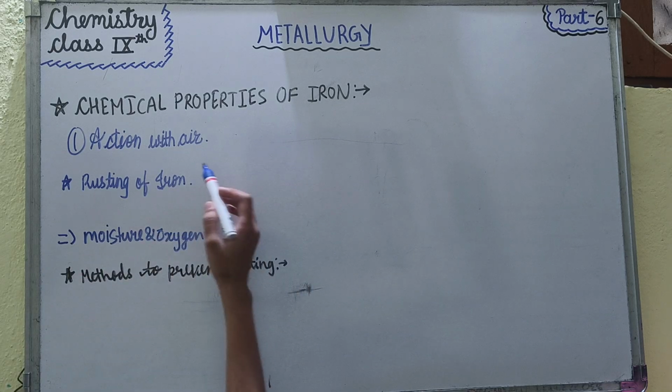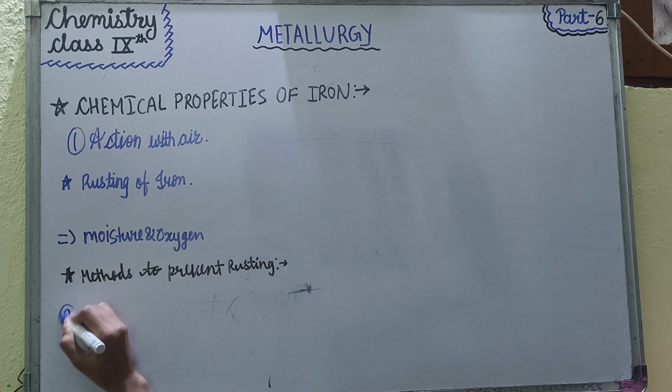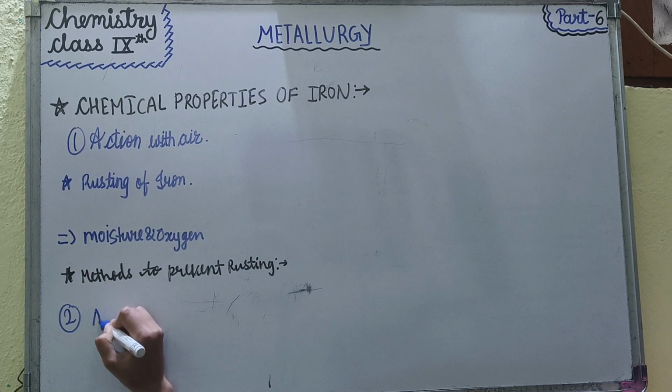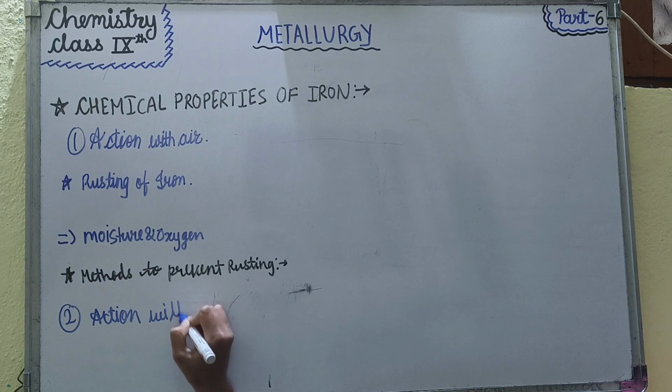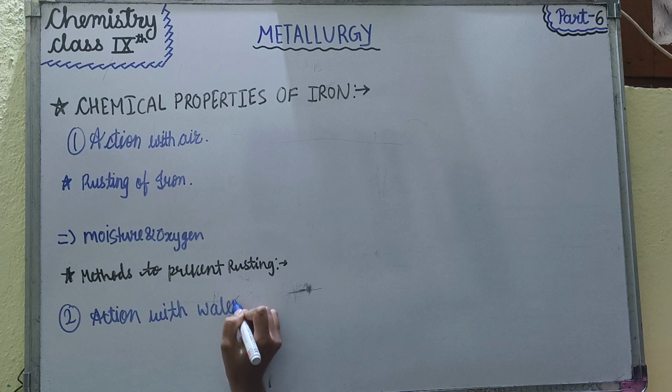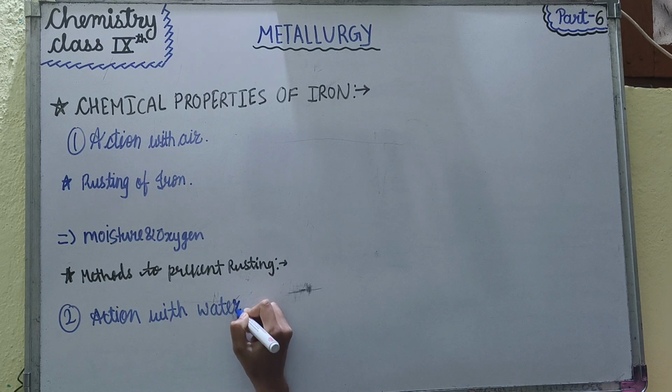Then the chemical properties of iron. This was the first. Let us see the second one, which is action with water. Iron with cold water gives no reaction, whereas iron with steam, hydrogen is liberated. 3Fe plus 4H2O gives, in a reversible reaction, Fe3O4 plus 4H2.